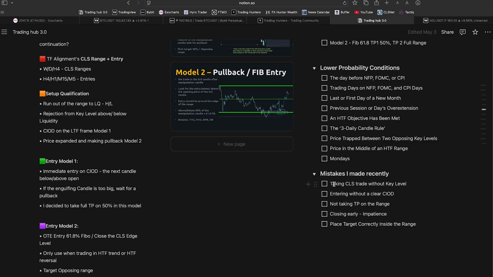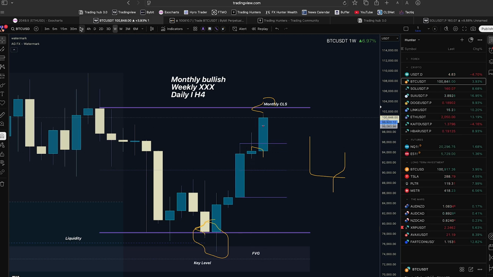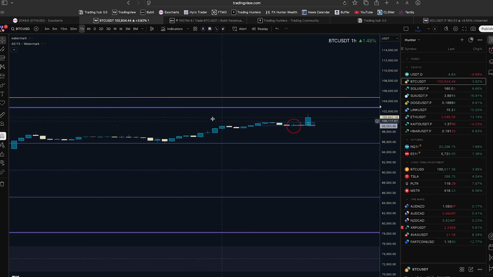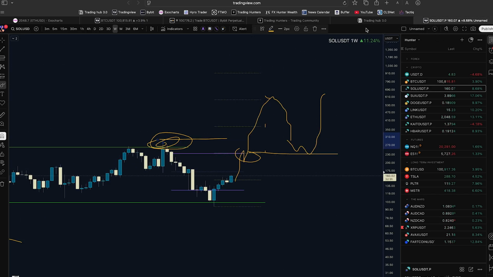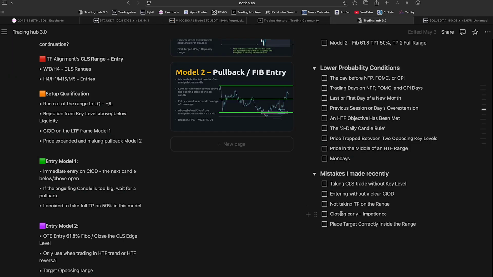You see, taking a CLS trade without a key level. I did it many times, so I write it in here. Entering without a clear change in the order flow. Not taking profit on the range, that's what I actually showed you right now. Or I actually deleted it already. So not taking the trade on the range, or closing early, or placing the target correctly inside the range.